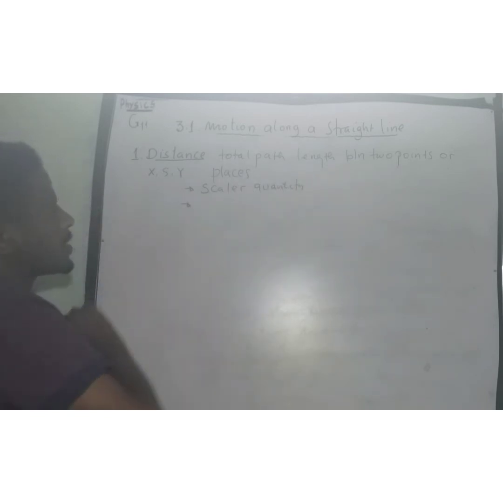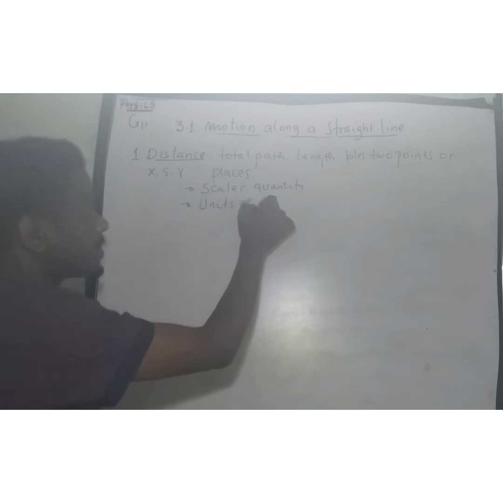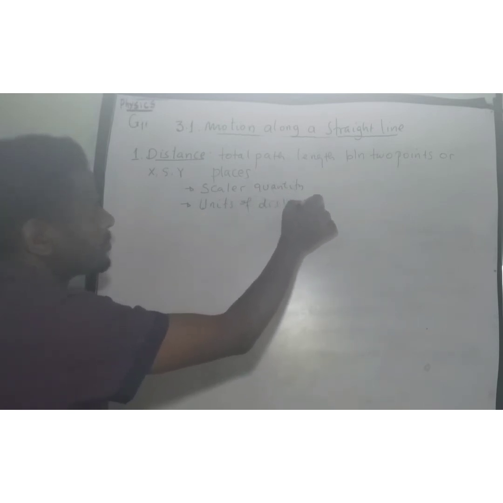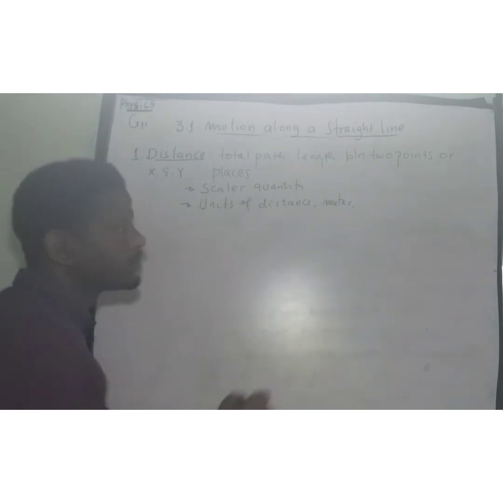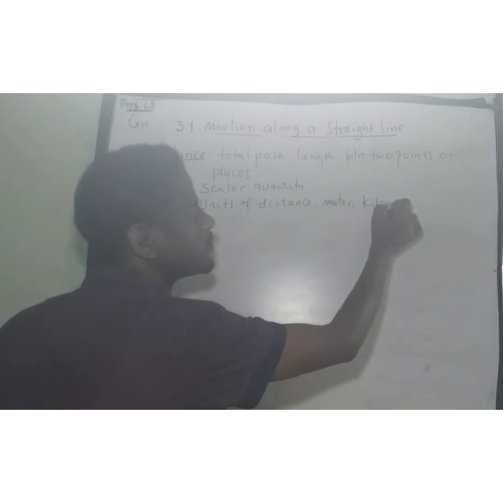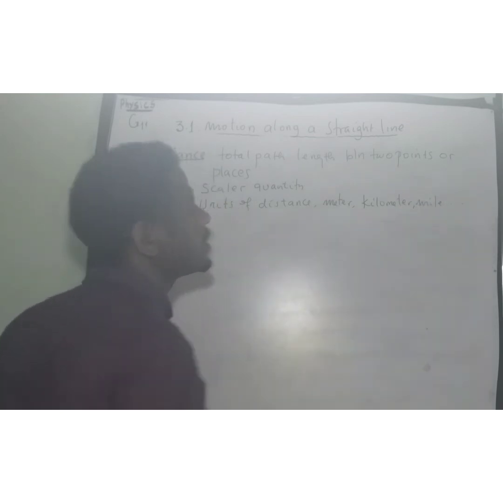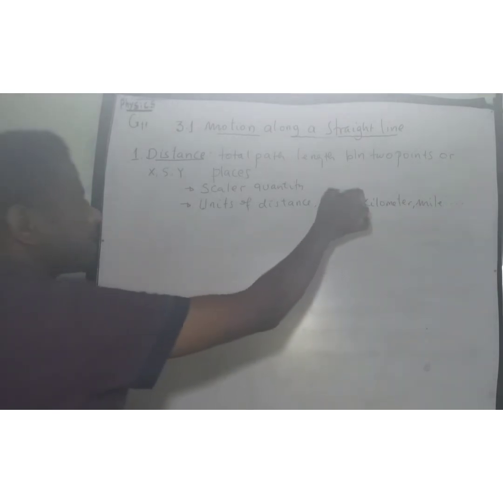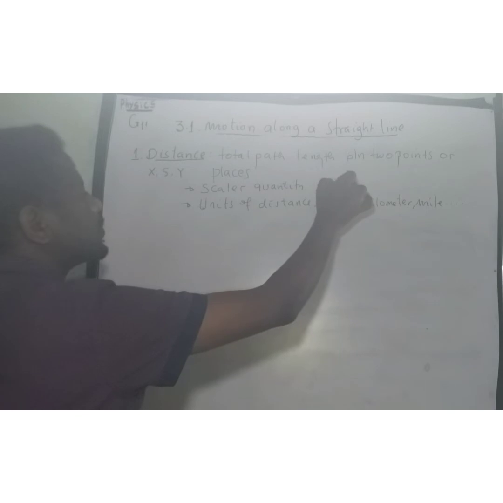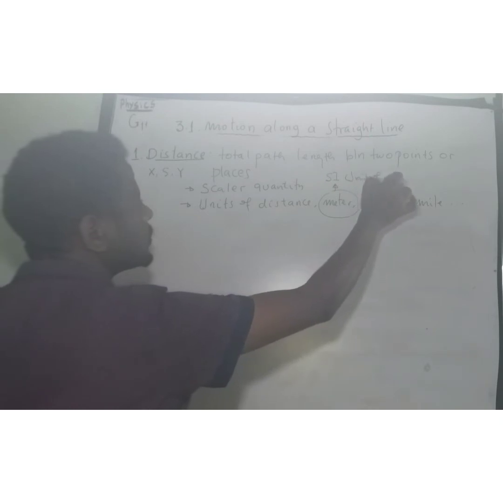Distance is measured with units of distance. It can be meter, kilometer, mile, inch, centimeter, millimeter, and so on. From these, meter is the SI unit of distance.